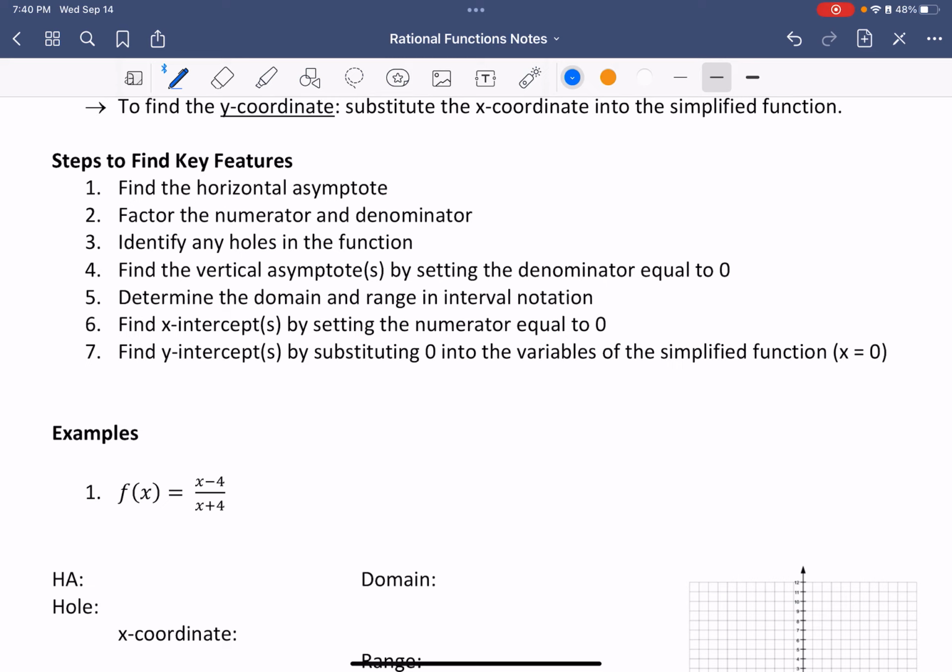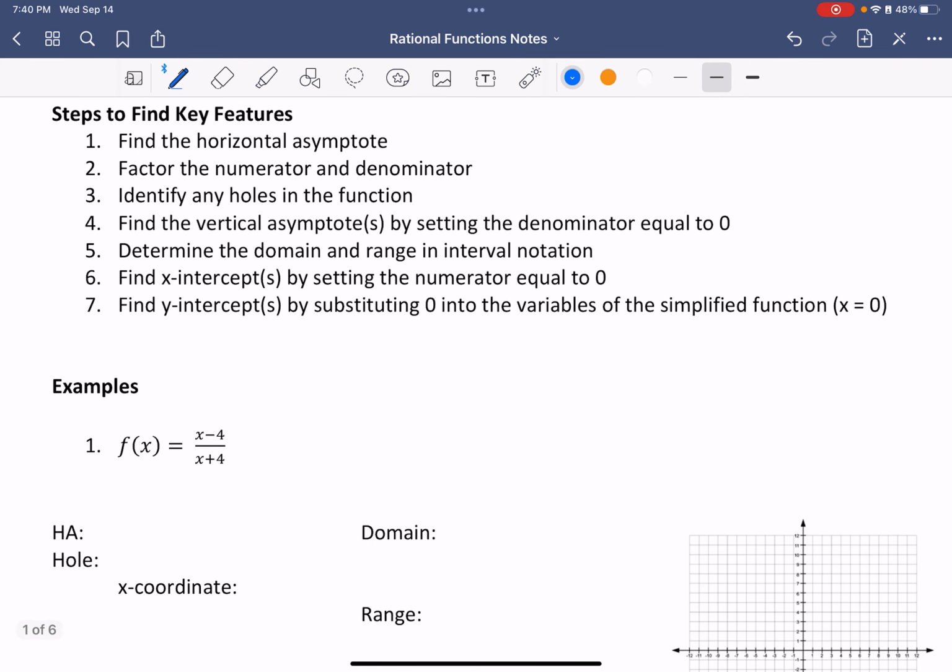Okay, step 2 is to factor the numerator and the denominator. There are times when either the numerator and or the denominator are already fully simplified. In that case, you won't have to factor. But if you do have to factor, you have a few methods. You have X method, you have difference of perfect squares, or you can factor out the greatest common factor.